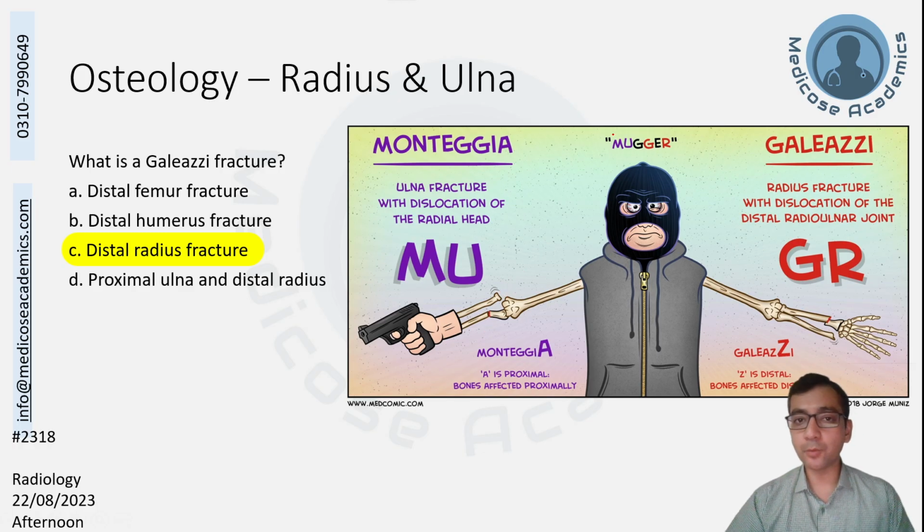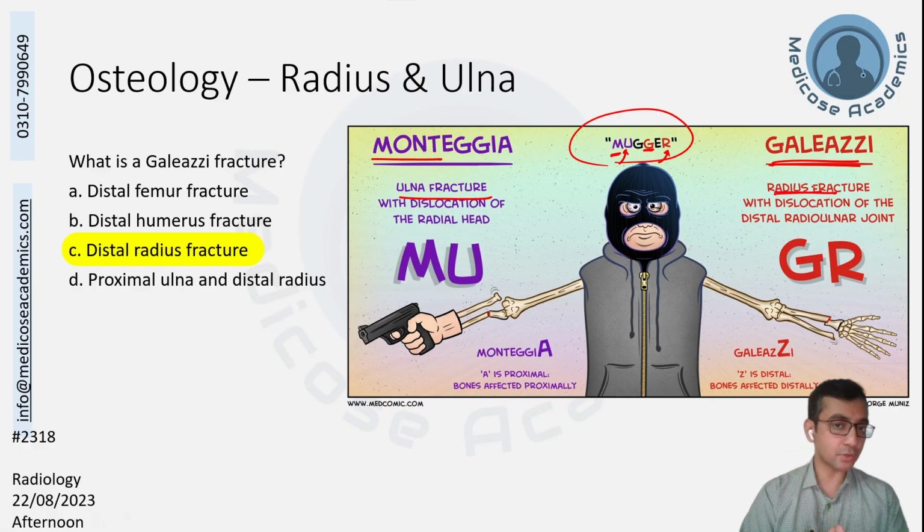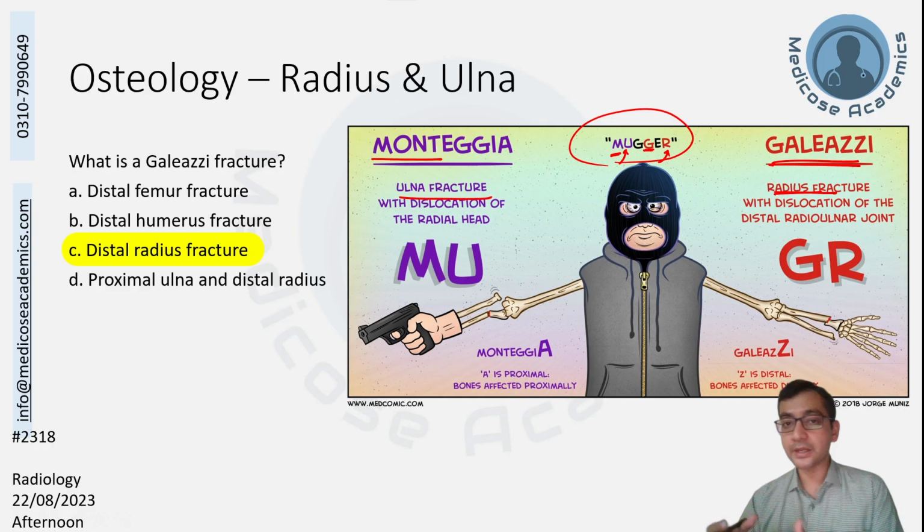A mnemonic that can be helpful in memorizing this is MuGGeR. In Monteggia, ulna fractures. In Galeazzi, radius fractures. So the asked question: in Monteggia, there is ulna fracture and radius is dislocated. In Galeazzi, there is radius fracture and ulna is dislocated.